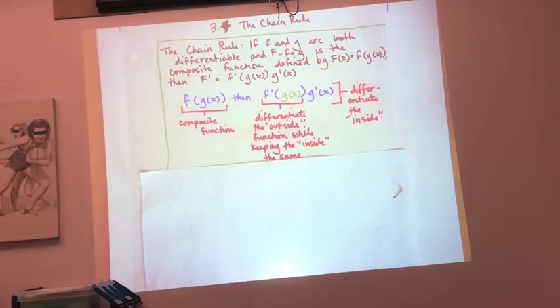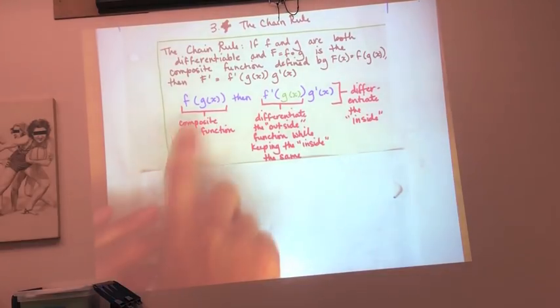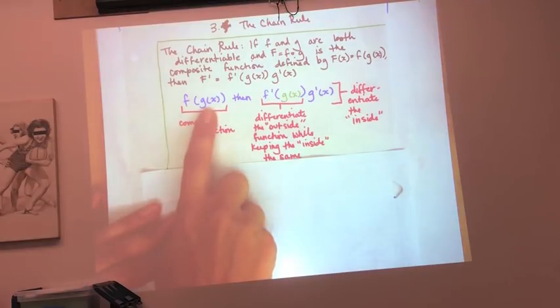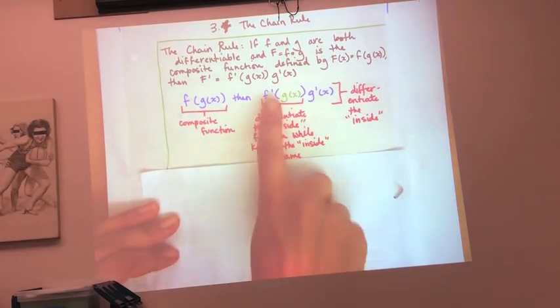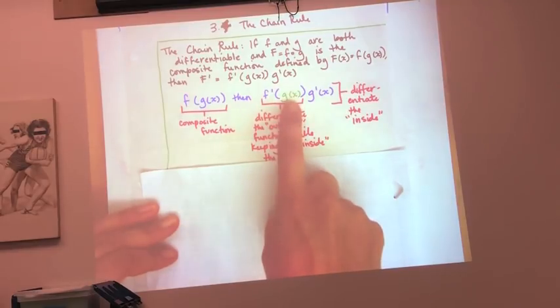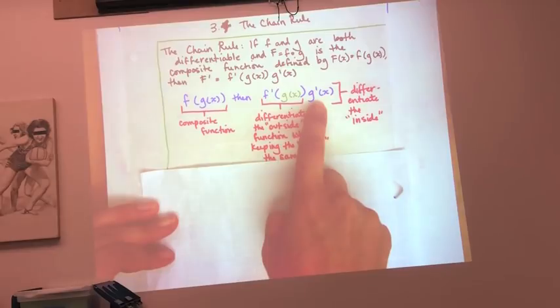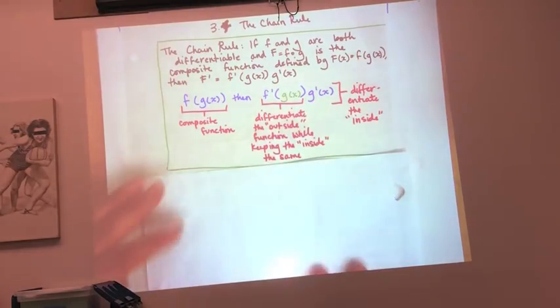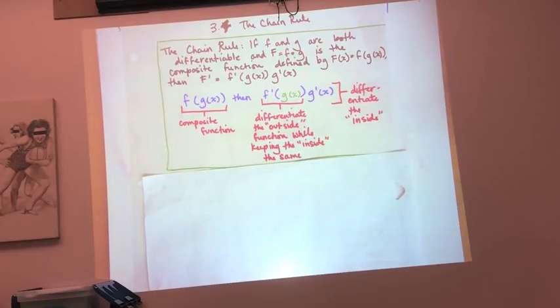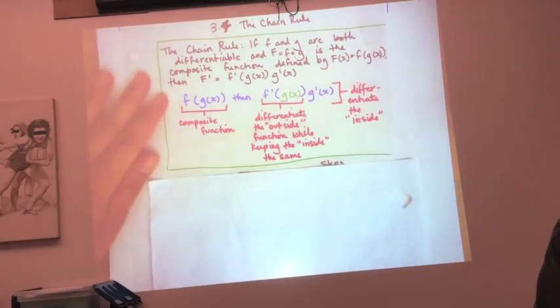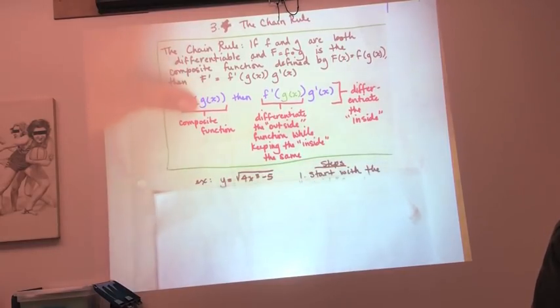So what does that mean? That means if we ever have a composite function, then what we're going to do is differentiate the outside, keep the inside the same, and then multiply by the derivative of the inside. Okay, so that's what that looks like. You can pause the video and copy that down. And here's our example.